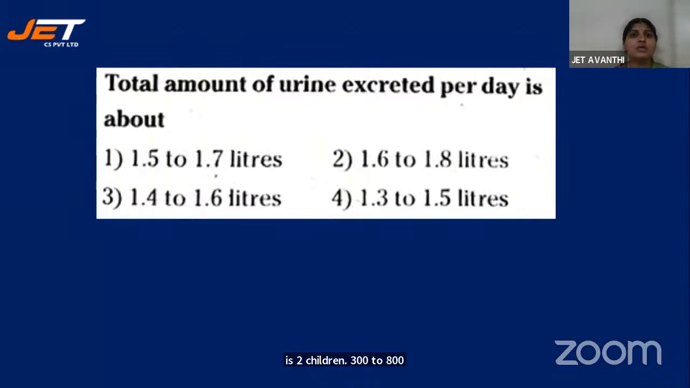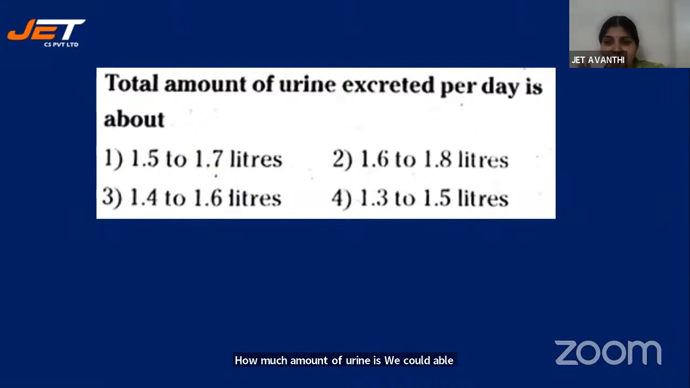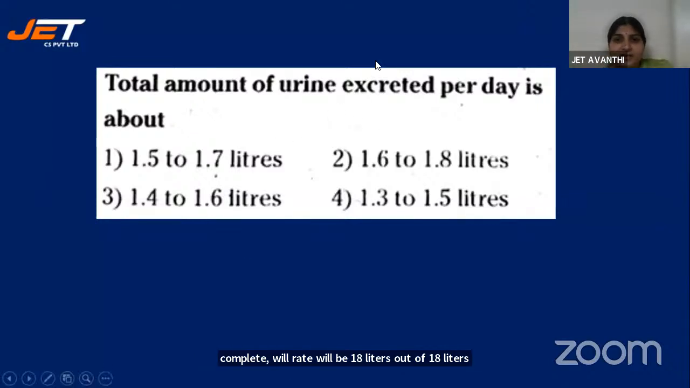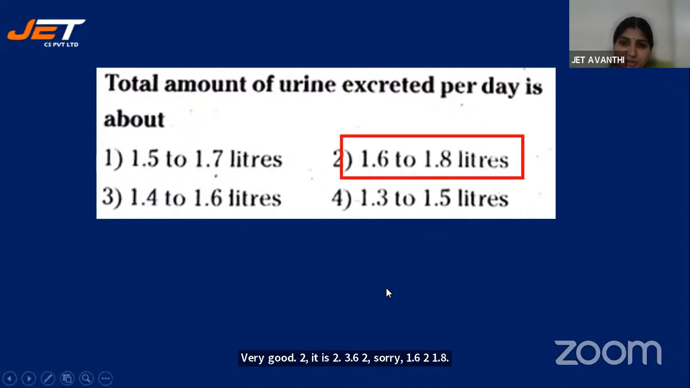Okay. Then the total amount of urine excreted per day is how much? How much urine is excreted daily? The complete filtrate will be 18 liters. Out of 18 liters, how much are we excreting out? Answer, children? Very good. 2. It is 2. 1.6 to 1.8. So it is option 2.